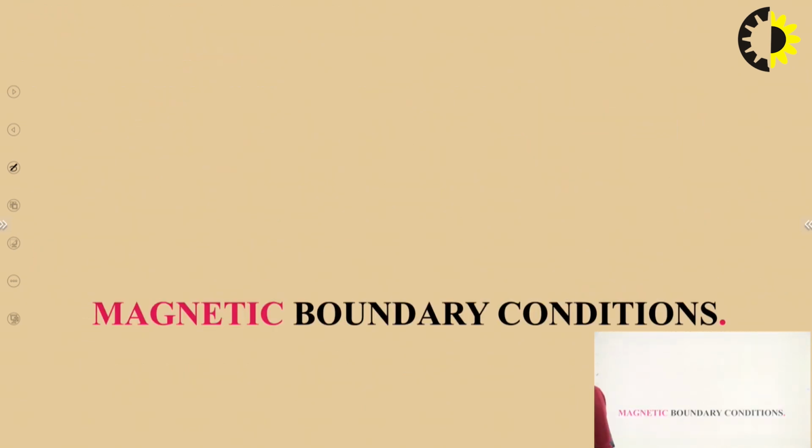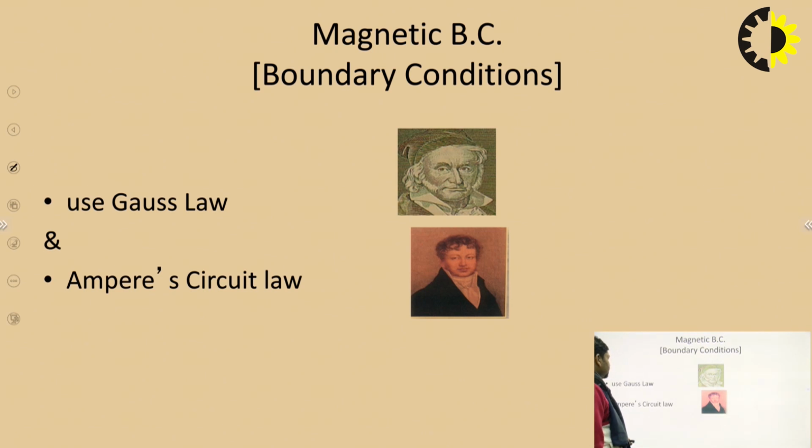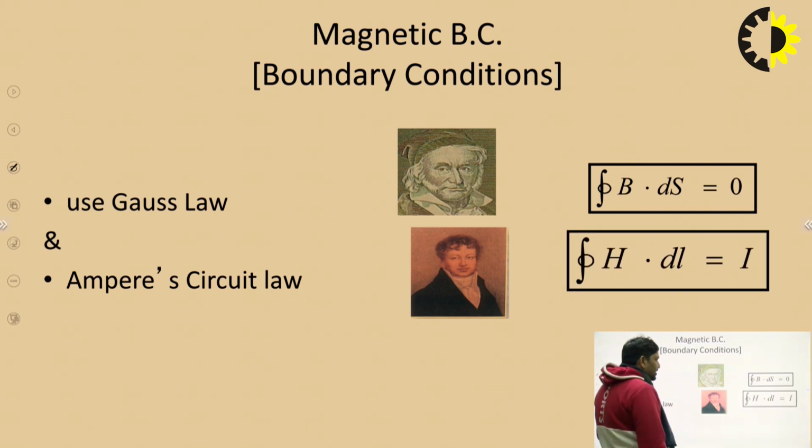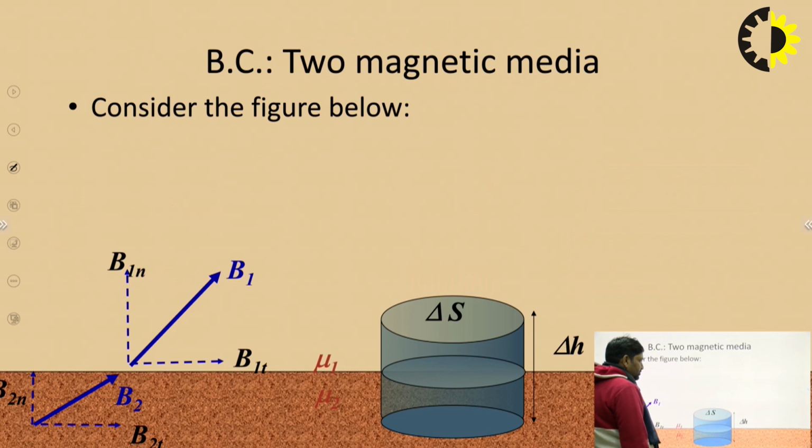So next is the magnetic boundary condition. By using Gauss's law and Ampere's circuital law, we define the boundary conditions. Here, B dot dS is equal to 0, which means the magnetic monopole does not exist, and H dot dl is equal to I. That means in a closed path, if we integrate H dot dl of the magnetic field intensity H, it is equal to the enclosed current I.